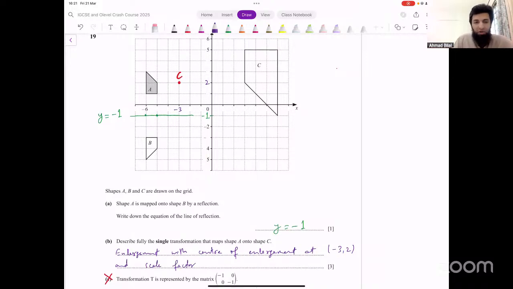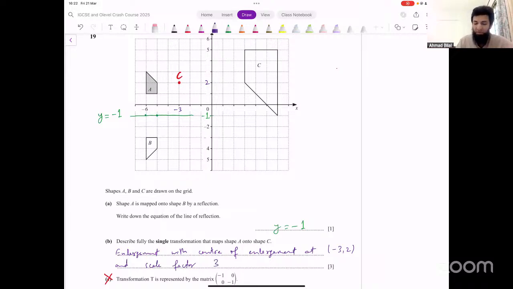Look at any corresponding side. This side, for instance, is 1 unit. This is 3 units. This is being mapped to that A to C. So the side is getting multiplied by 3. Okay, so the scale factor has to be plus or minus 3. Is it minus or plus?